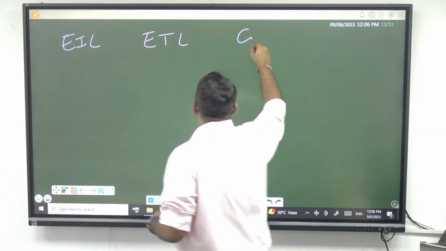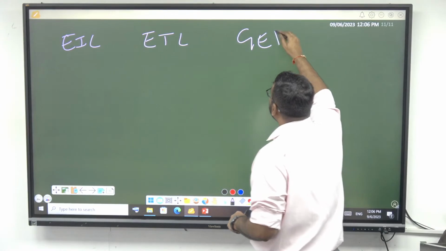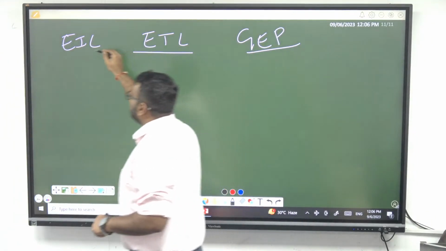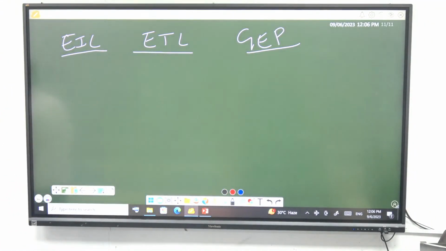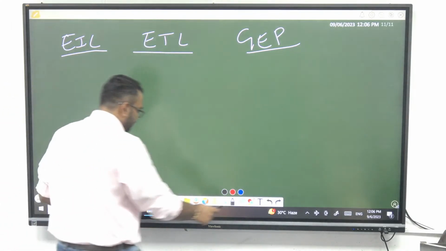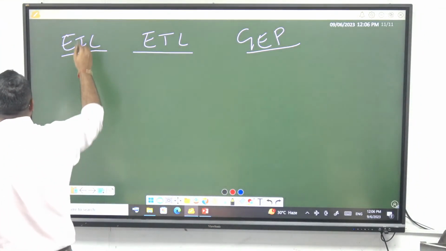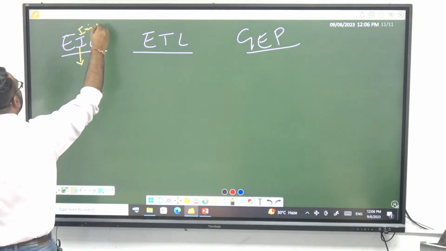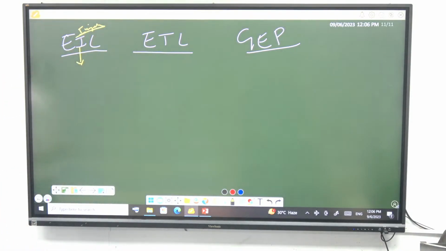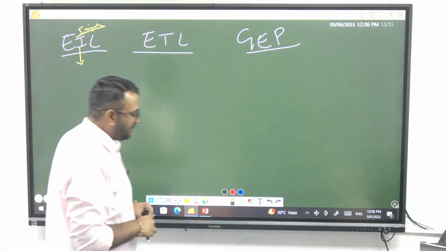Okay. Now the concepts which they asked were economic injury level and economic threshold level. Along with this, we again have something called general equilibrium position, GEP. So these three are the basic concepts from the entomology point of view. Okay, what is this, EIL, economic injury level? Any idea? No, forgotten.